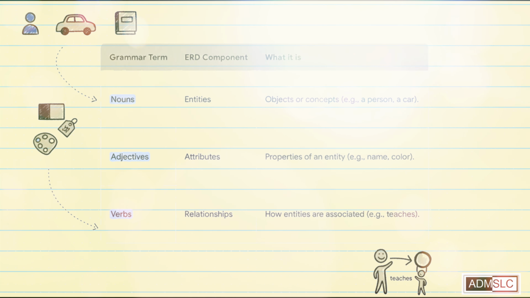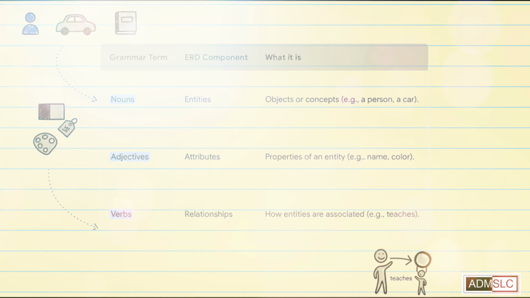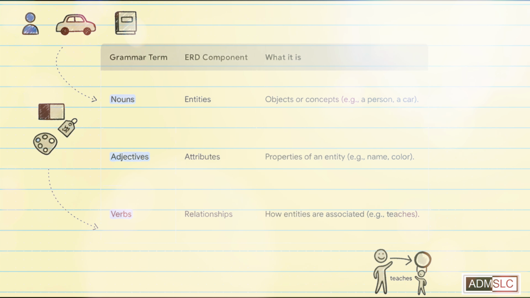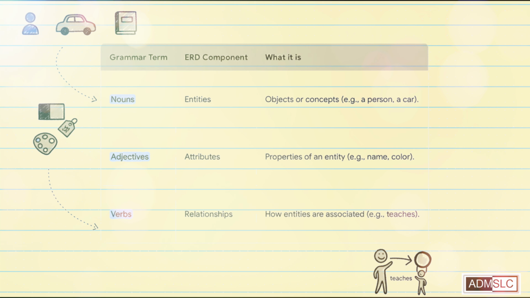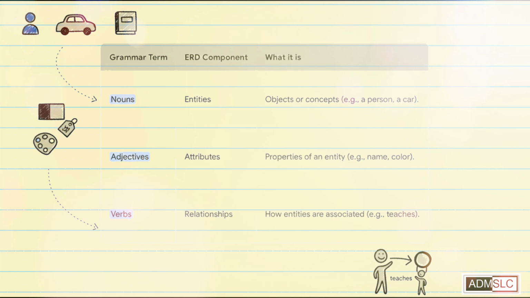Probably the easiest way to wrap your head around this is to think back to grade school grammar. Seriously. The entities are basically the nouns, the people, places, or things. The attributes are the adjectives. They describe the nouns. And the relationships, those are the verbs, showing how all the nouns interact with each other. Nouns, adjectives, verbs. That's it.